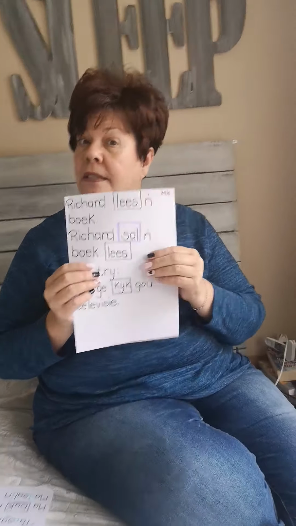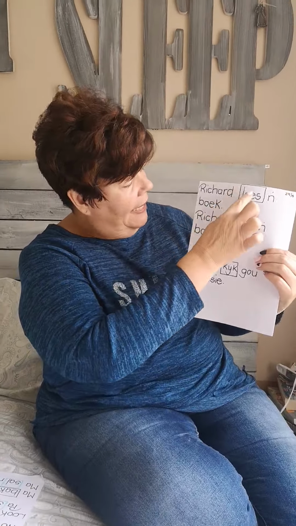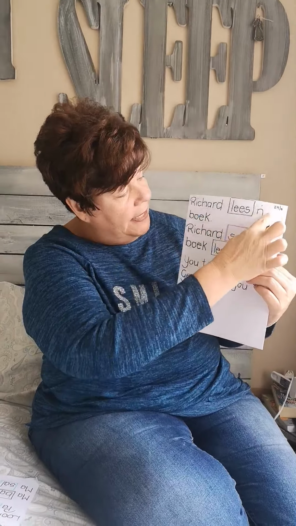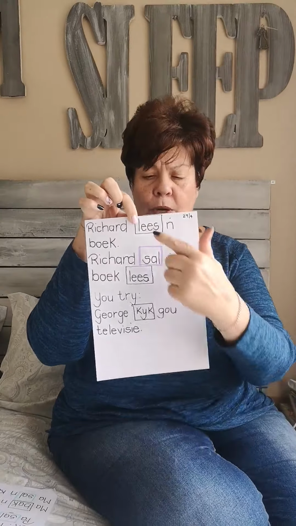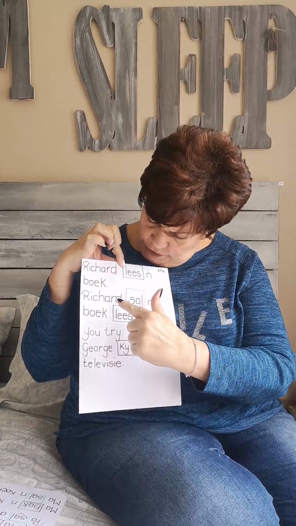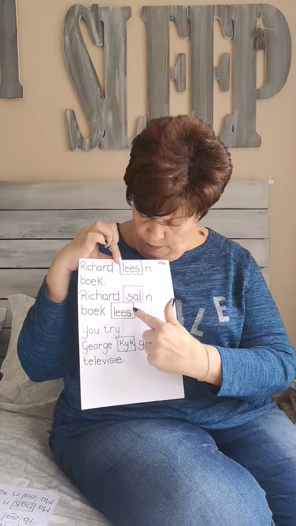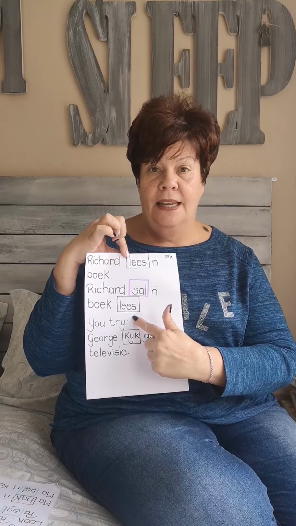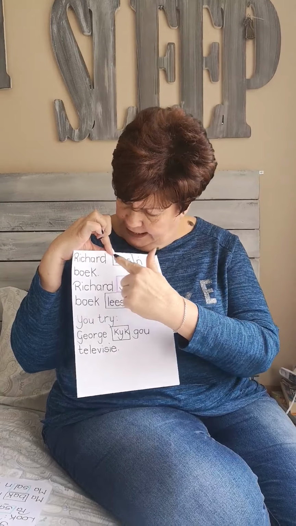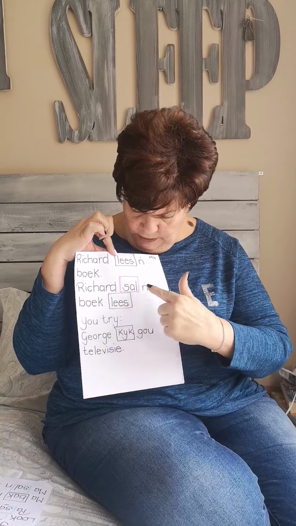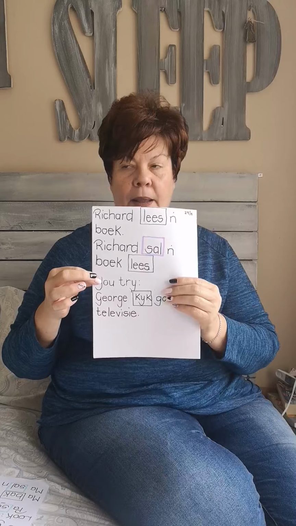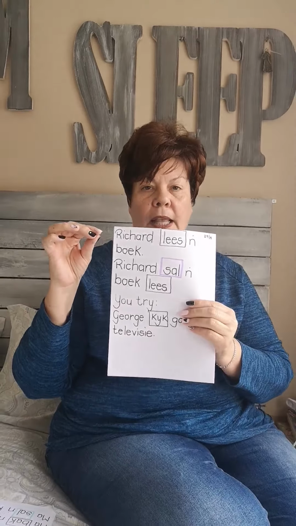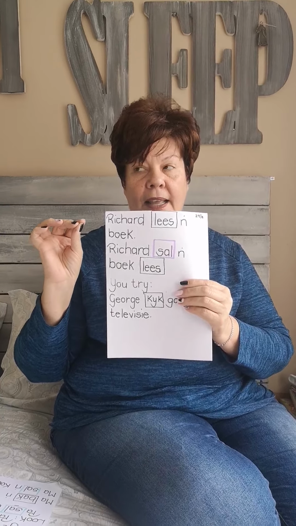Let's look at another example. Richard lees 'n boek. Richard reads a book. My verb of my werkwoord is lees. What do I put in the place of the verb? I put sal. What happens to my verb? Moves to the end of the sentence without a ge. So, Richard lees 'n boek. Richard sal 'n boek lees. Can you see, the only thing that happens is that I put sal in the place of the verb, and the verb moves to the end of the sentence without a ge.